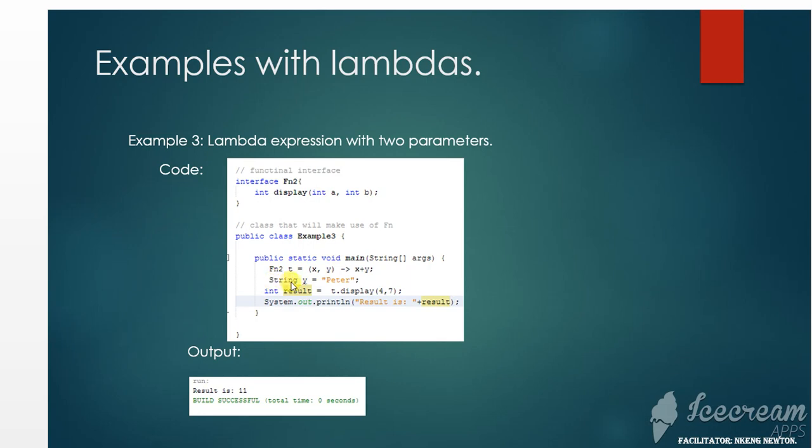Now just ignore y equals Peter, because this is what we used in the previous example and we are not going to use it here. So we have int result equals T.display, and then we pass 4 and 7. Look at what happens. 4 and 7 will be passed to a and b, and when you call display, it's going to take 4 and 7 and pass them to x and y, and then x and y will be added together and the result will be returned. When it calculates the result, it will save it in the variable called result, and you come and print it here. So basically this is how you use Lambda expressions in Java.